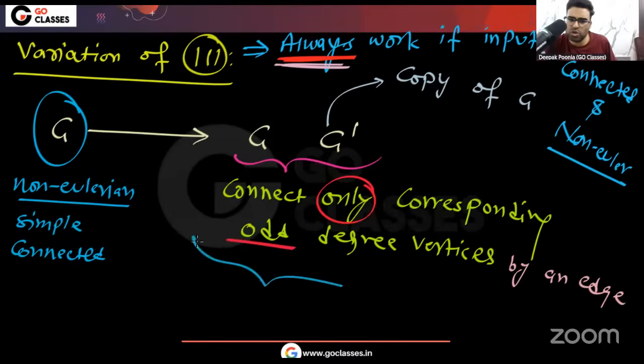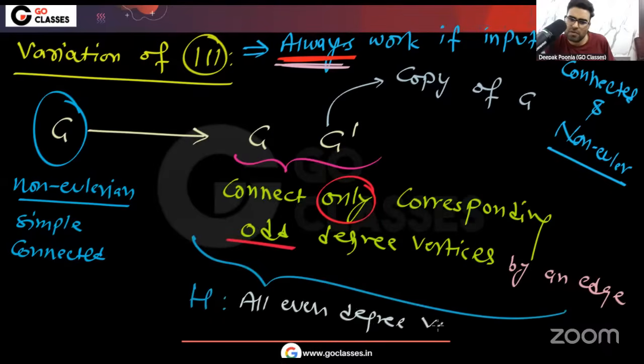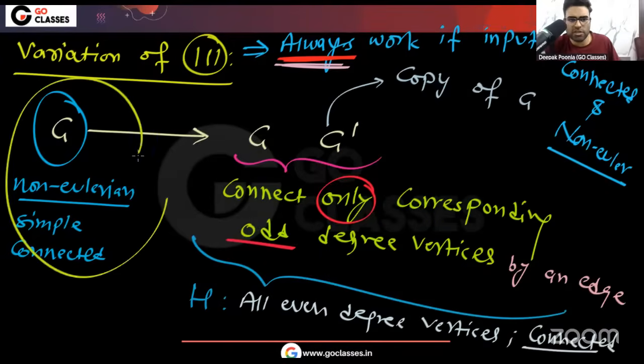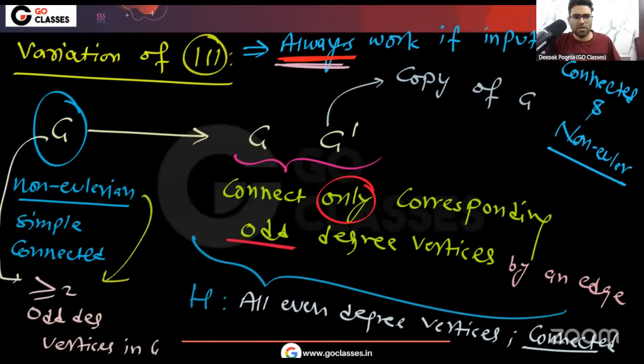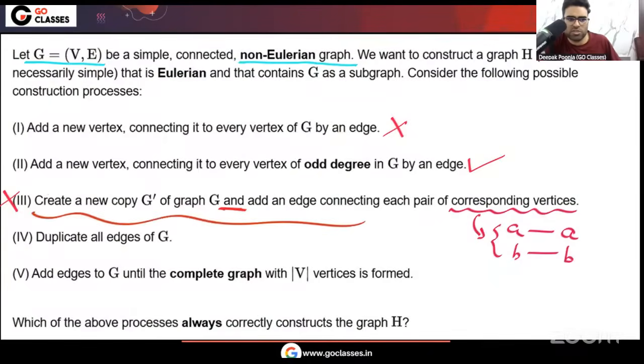Okay, is this clear? Let me know. So remember, in this graph H, you have all even degree vertices. And of course, this is connected also because the old graph was connected. This new graph is also connected. And in the old graph, because it was non-Eulerian, we already have at least two odd degree vertices, that is, greater than or equal to two odd degree vertices in G. Okay, I hope you understood. So finally I can say that this third solution will not work, and we have seen a variation of third which will work. Okay, now let's see the next.